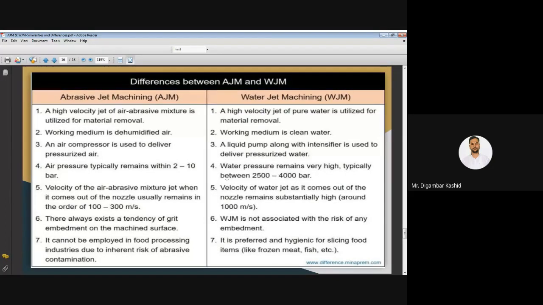Now let us go for one more process. Now we'll go for the difference between abrasive jet machining and ultrasonic machining.